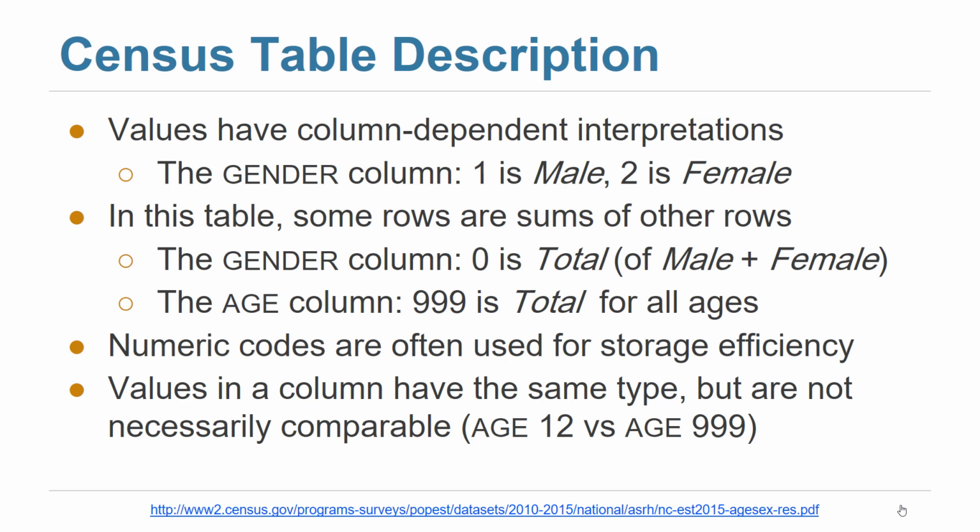Is that clear? Did you understand the special value for gender? 0 for gender is for total, right? It's the same thing for age, but instead of using 0, we cannot use 0 because there is a 0 age. We can use another value, which is 999.